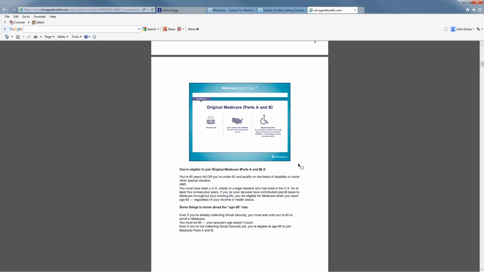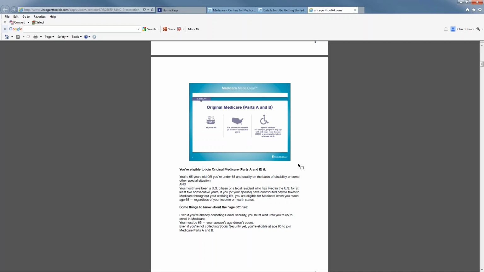If you're already collecting Social Security, you must wait until you're 65 to enroll in Medicare, because you can post Social Security at 62. And it's individually based. You must be 65. Your spouse's age doesn't count. You roll into it at a time period based on your age.